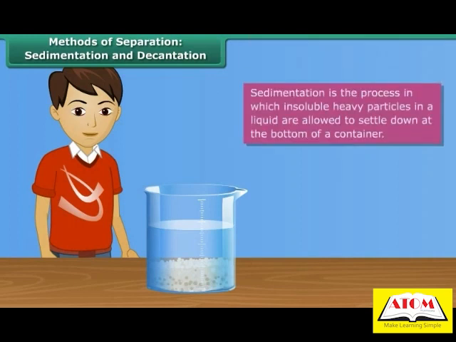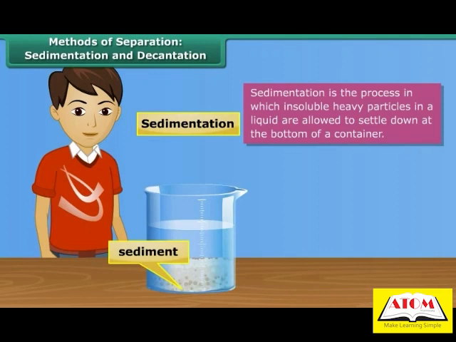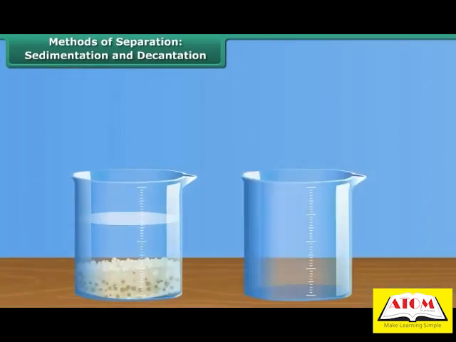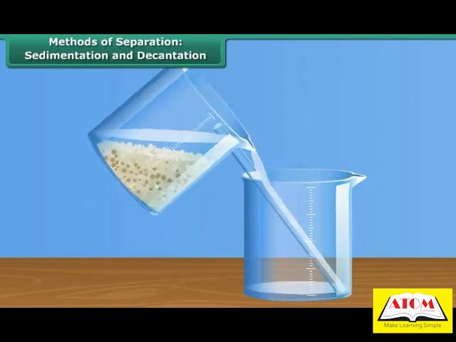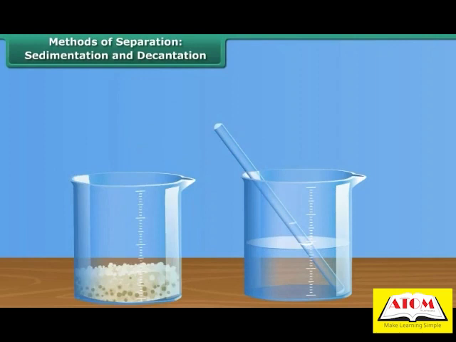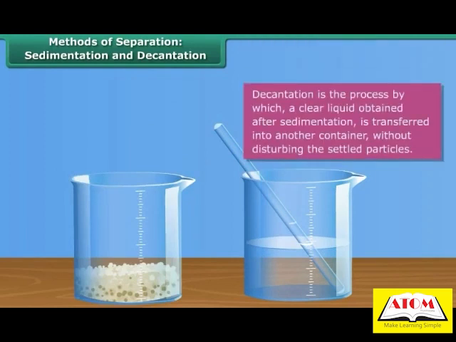This process of deposition of mud at the bottom of the beaker is called sedimentation, and the layer of mud is called the sediment. Jack separated the upper layer of water from the mixture by gently pouring the clear water into another beaker without disturbing the sediment. This process of separation of a liquid from the sediment is called decantation.